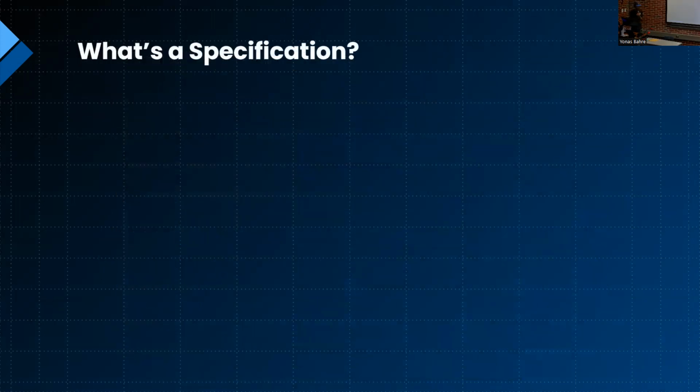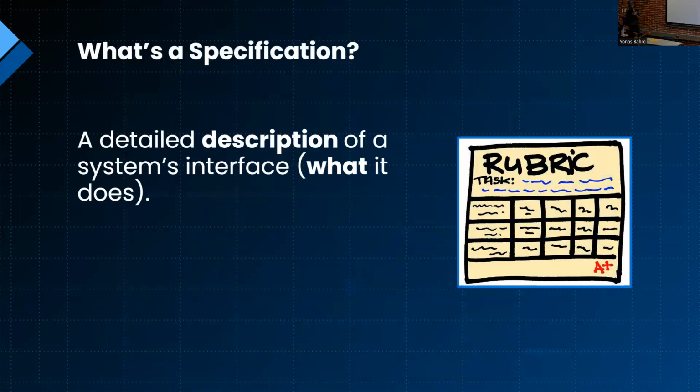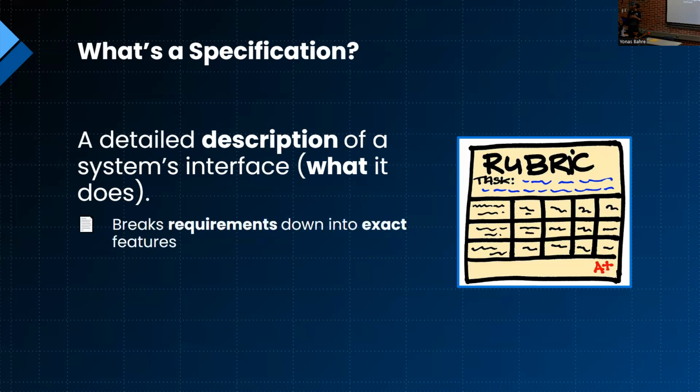So next we'll talk about specifications. Now, we mentioned this word earlier. Basically, a specification is a detailed description of a system's interface. So again, interfaces kind of describe what our code does. Specifications really describe that in much more detail. So specification is where you want to break down the exact requirements for what your code does, right?